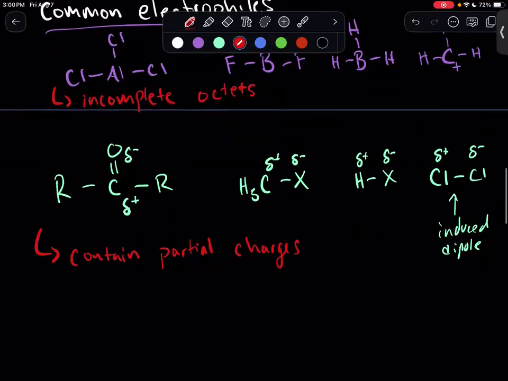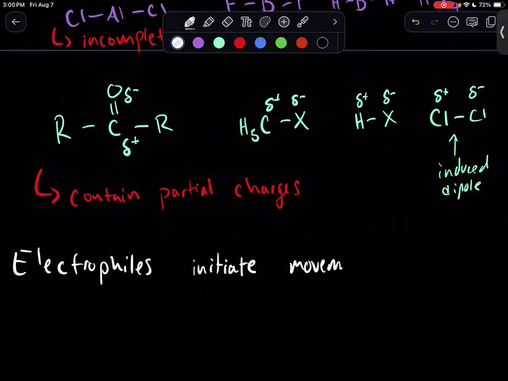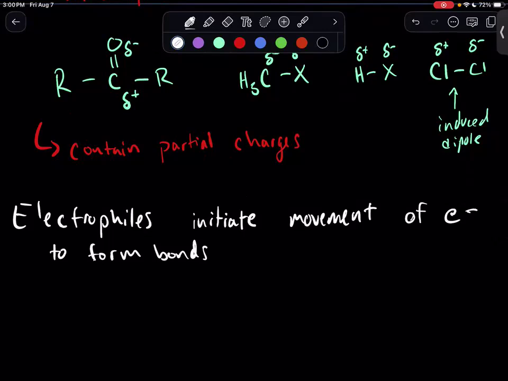So basically what we're going to be looking at is how electrophiles initiate movement of electrons to form bonds, specifically covalent bonds, and we're going to be looking at a bunch of covalent bonds, including coordinate covalent bonds. So let's take a look at an example.